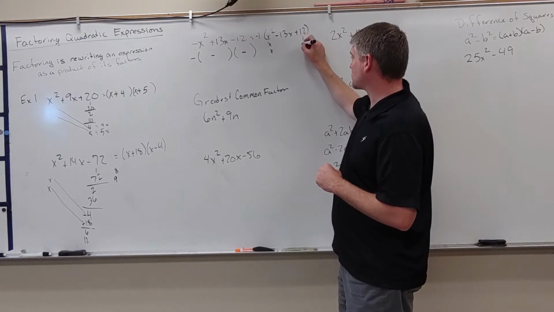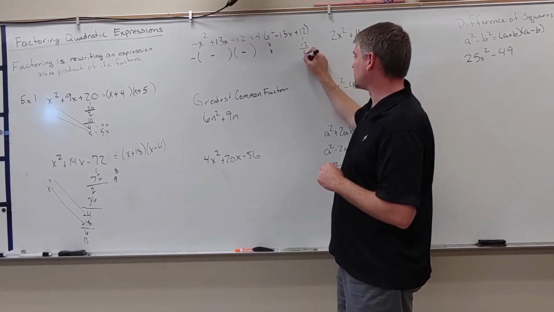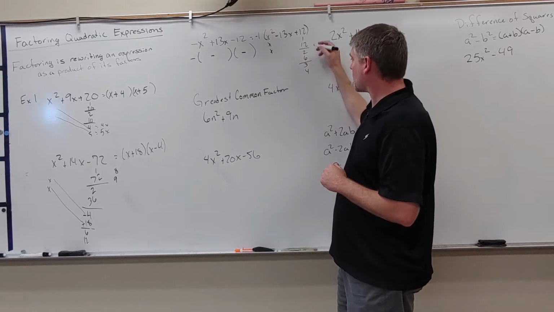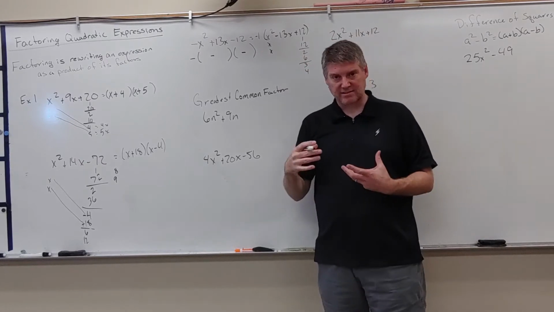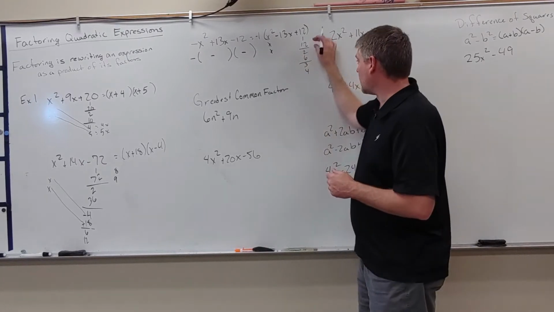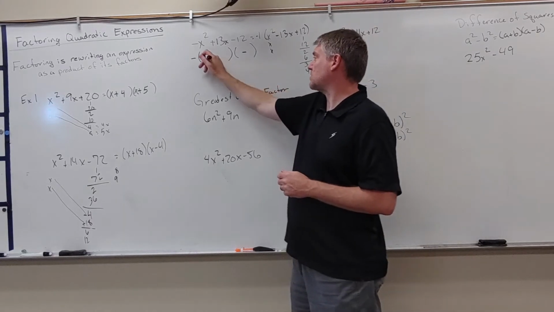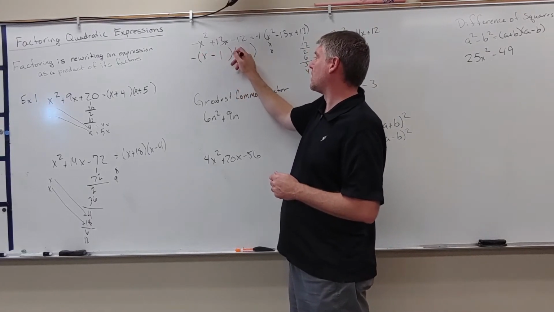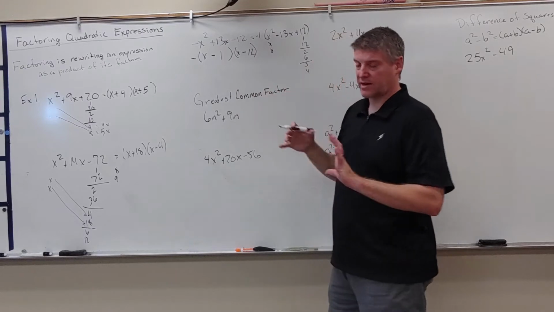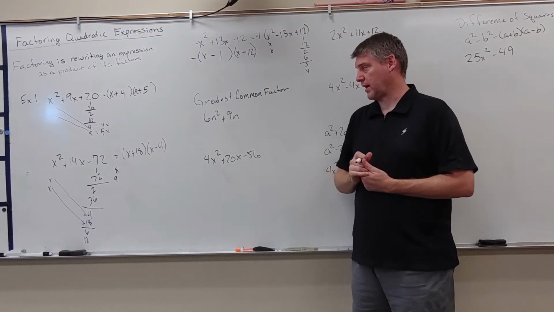Now my factors are 1 and 12, 2 and 6, 3 and 4. Which one of these adds to give me 13? Well, it's 1 and 12. So this becomes x minus 1, x minus 12. Now I've factored it, okay?